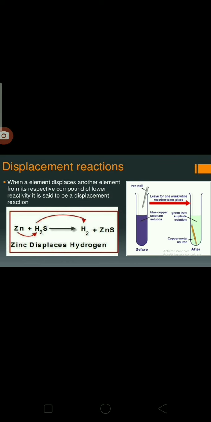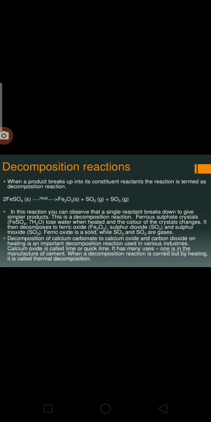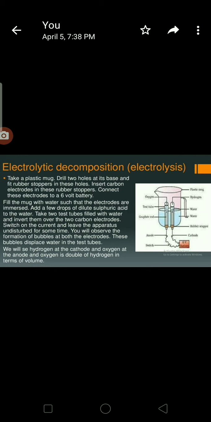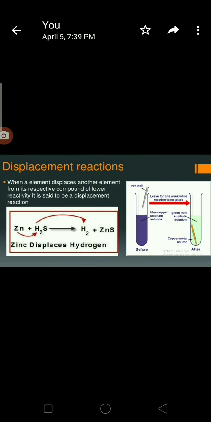And the third one is direct heating. Direct heating means the first example that we studied: iron sulfate on heating, calcium carbonate on heating, we are getting calcium oxide, as we discussed just before. So either direct heating, electricity or sunlight. These are the three types of decomposition reaction.